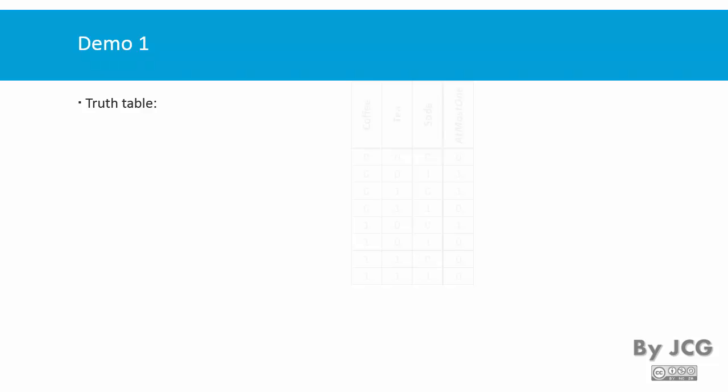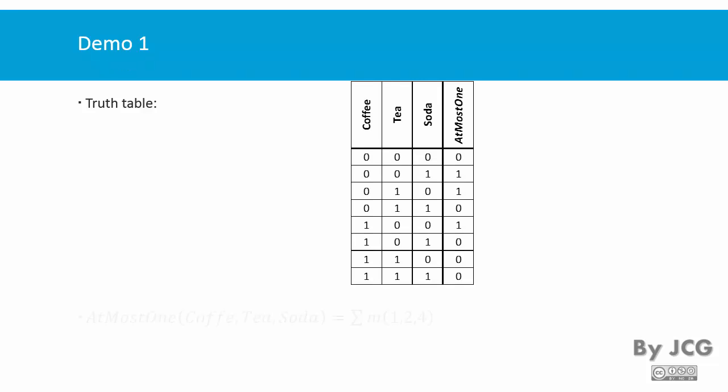So what is the truth table? The truth table is this. We have three choices, coffee, tea, and soda, and we have the function, which I'm naming at most 1. The truth table is pretty simple. When we have only one choice, we're going to put a 1 in the function at most 1. But if we analyze this row here, in this row the customer has pressed both the coffee and the tea buttons.